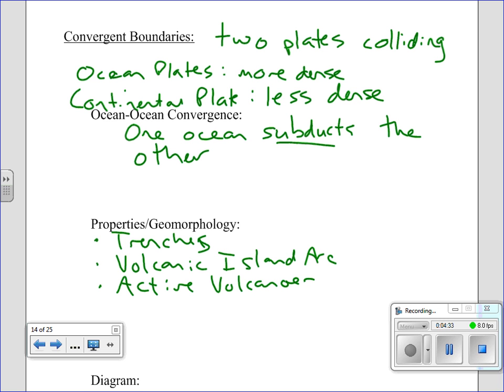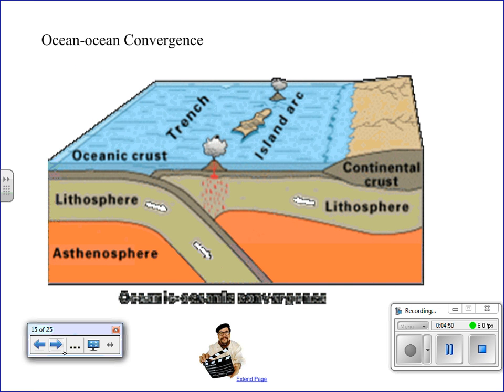In addition, we talked about how you have shallow, medium, and deep earthquakes because one plate is subducting underneath the other. The diagram of what this looks like can be found here. So we have one ocean plate subducting underneath another ocean plate. As this plate subducts, you create your trench here.